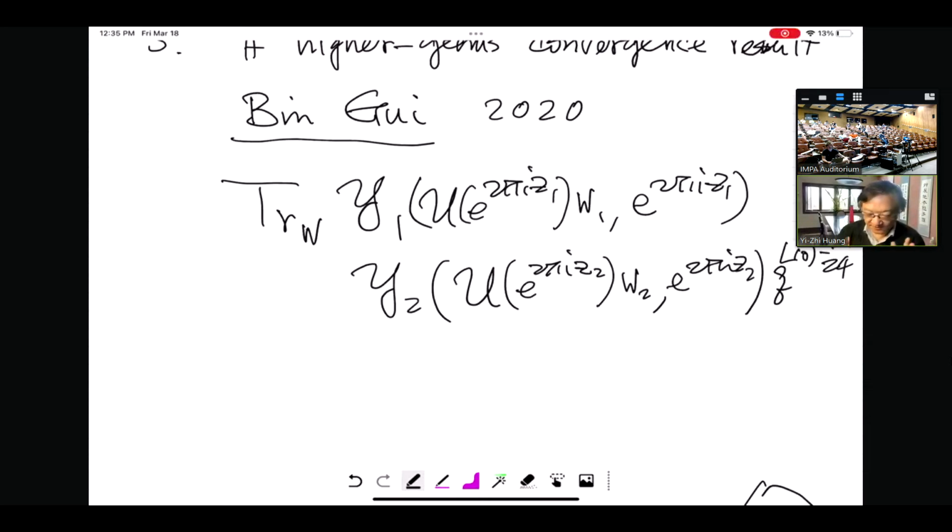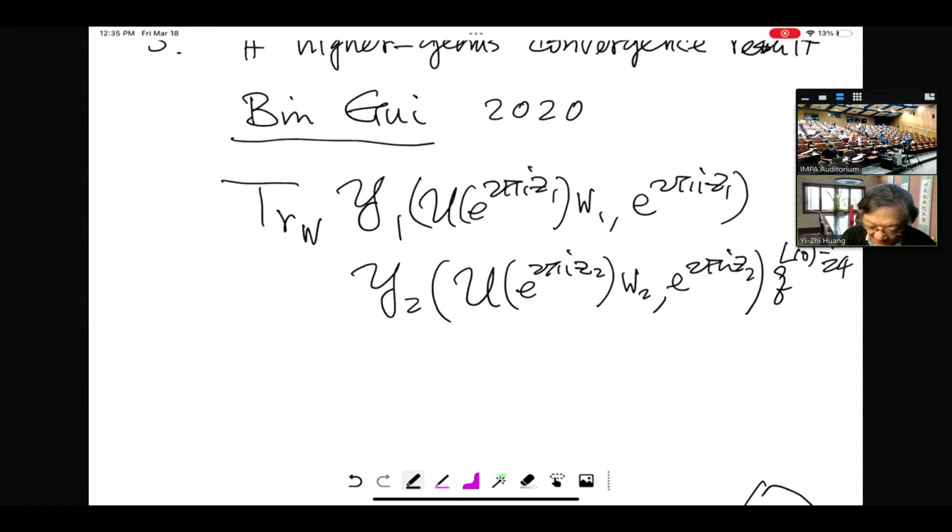In the rational case, it should be C2 cofinite, and then all the modules are completely reducible, and there's a minor condition on the weight of elements in the vertex operator algebra. So this is already proved to be convergent.